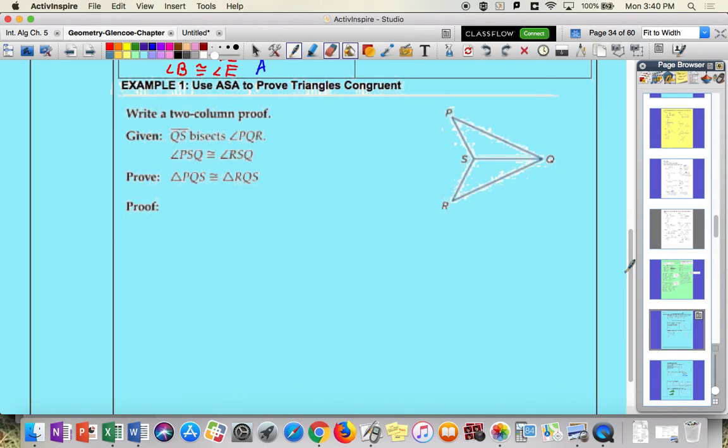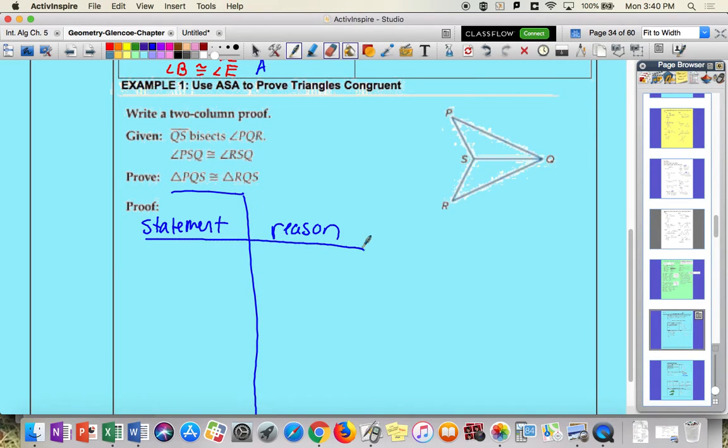So angle, side, angle. Let's think again about what we're trying to prove. In this case it's pretty straightforward: we're trying to show that those 2 triangles are congruent to each other. Let's start off with our givens, and we'll do a 2-column proof here, with statement and reason. So let's first think about what we are given. I'll do this one first: angle PSQ is congruent to angle RSQ. That is a given. So we're talking about this angle and that angle right there.